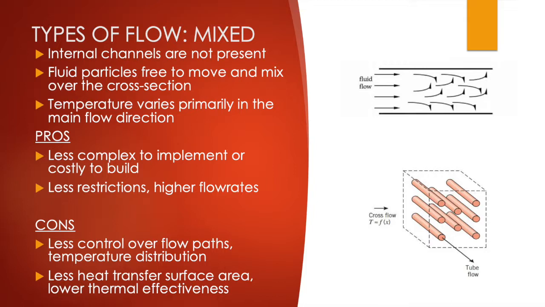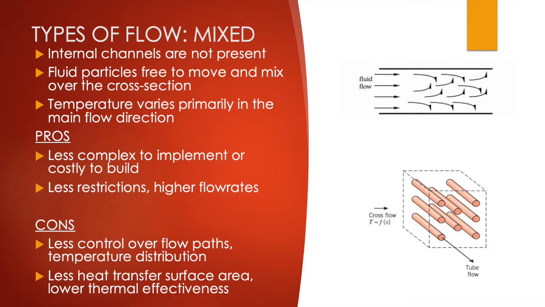Think of this as if you were running diagonally across the street instead of right across it. Combining this with the turbulent mixing mentioned before basically neutralizes temperature variations in the transverse direction, and the only appreciable temperature variation will be in the main flow direction. With this said, a mixed flow type only allows for temperature variation in the tube or main flow direction.